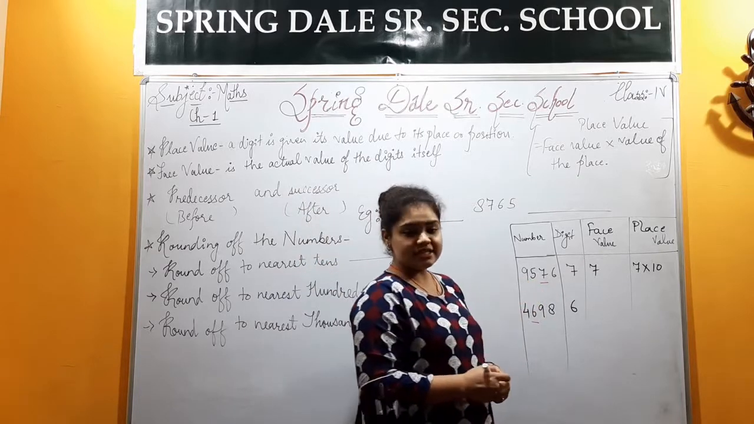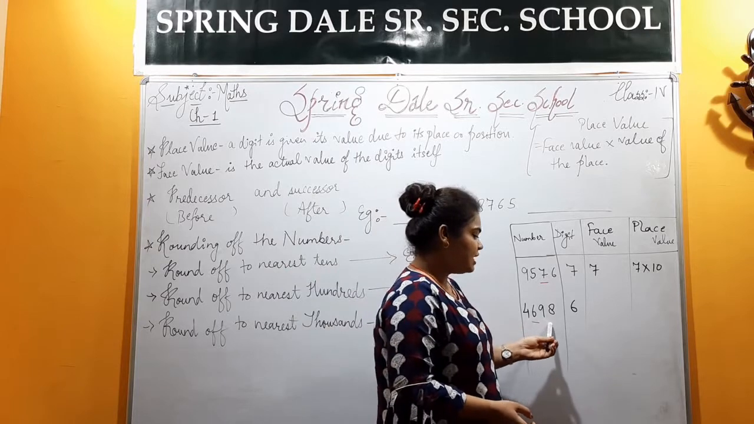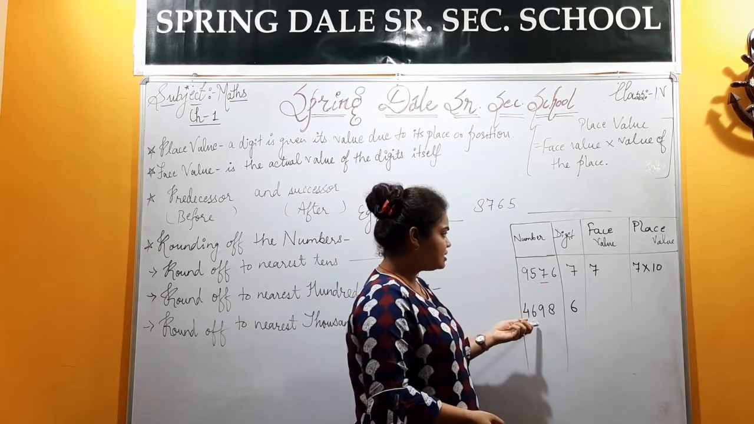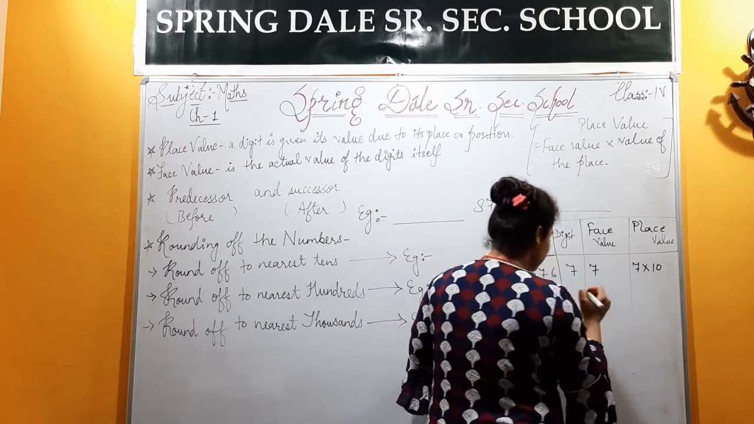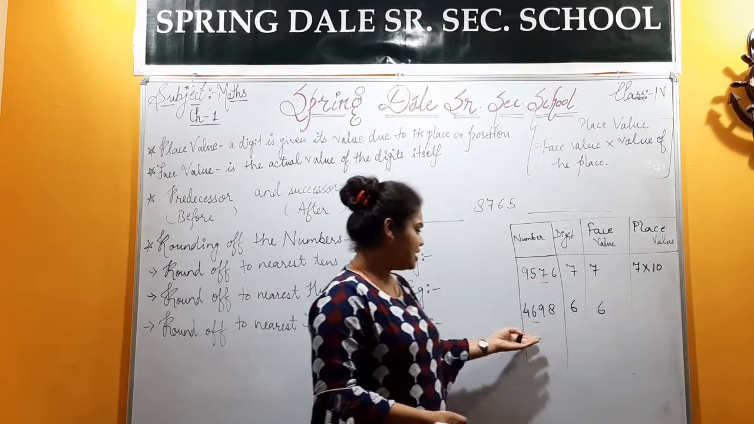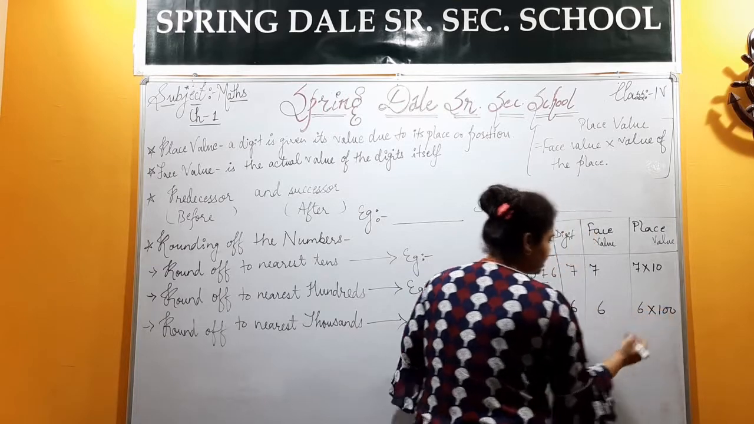Now, taking the next example, here we have the number 4698. Here the 6 is the digit and it is the face value. Now, how will we write the place value of 6? So, we will write 6 into 100.